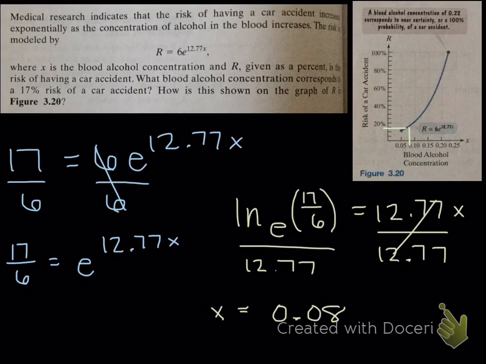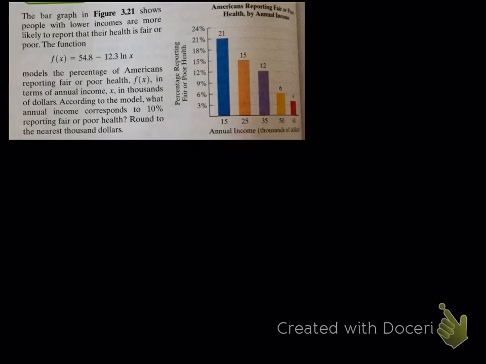All right, so for our next problem, we have the bar graph in figure 3.21 shows the people with lower incomes are more likely to report that their health is fair or poor. The function below models the percentage of Americans reporting fair or poor health, f of x, in terms of annual income in thousands of dollars. According to the model, what annual income corresponds to 10% reporting fair or poor health, round to the nearest $1,000. So again, they don't want you to just use the graph. They want us to compare at the end. They want us to use the equation.